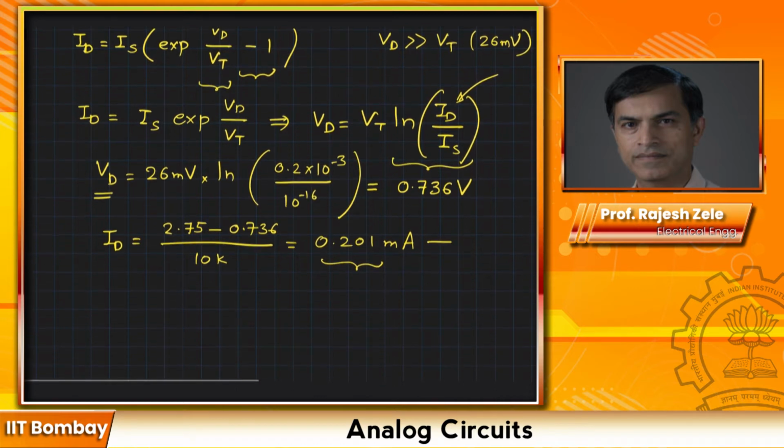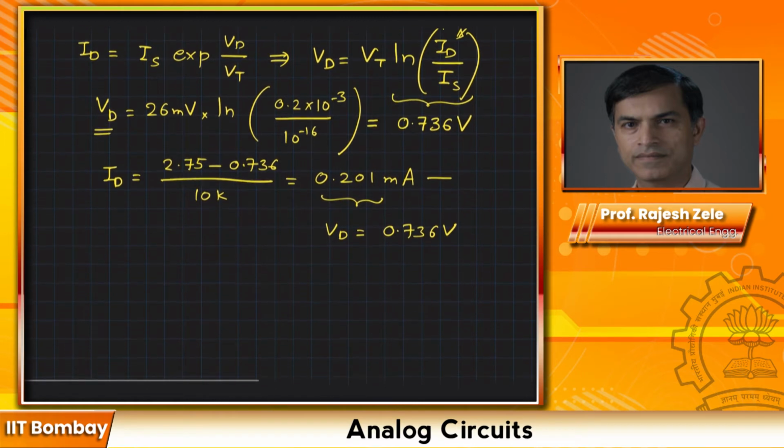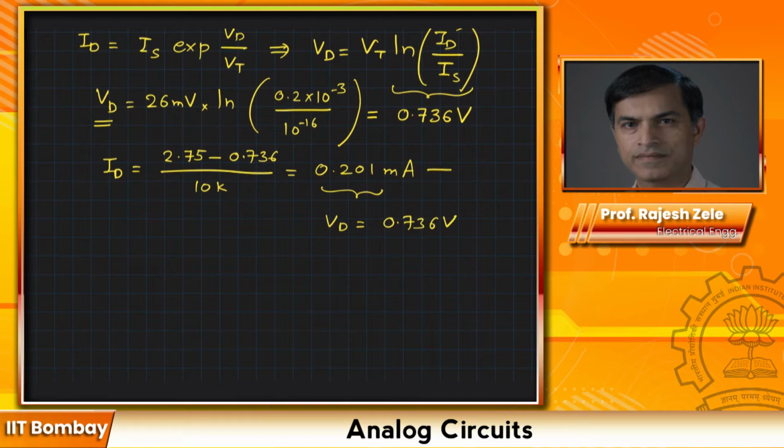So this is what our final answer will be. We will have VD equal to 0.736 volts and ID will be 0.201 milliamps. As a homework problem, I would like you to do the exact same analysis for V in equal to 1 volt and then figure out how much current is flowing. You can figure out what ID and VD are equal to if V in is equal to 1 volt, and that will be an interesting exercise for you, but you should do it on your own.